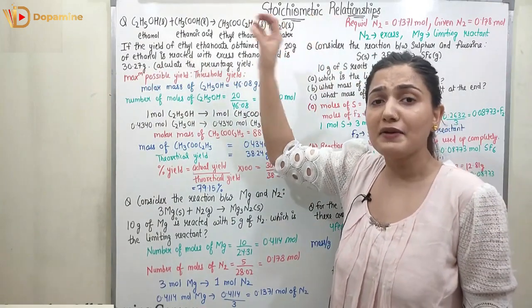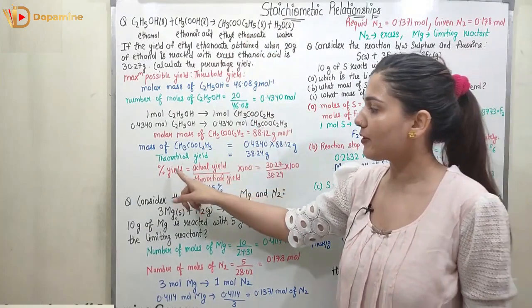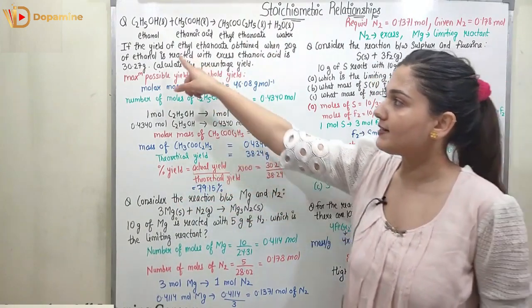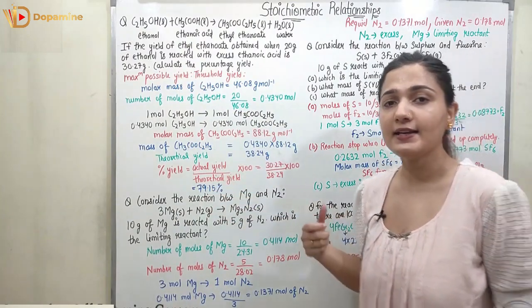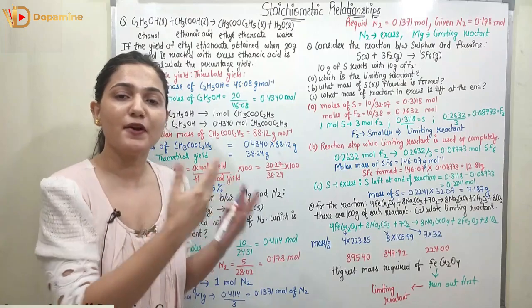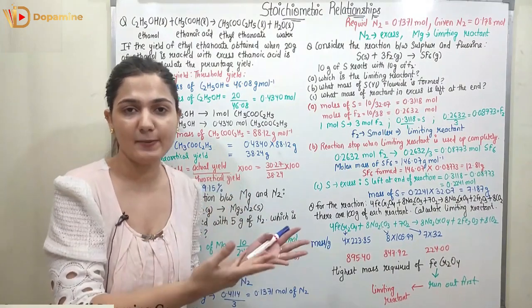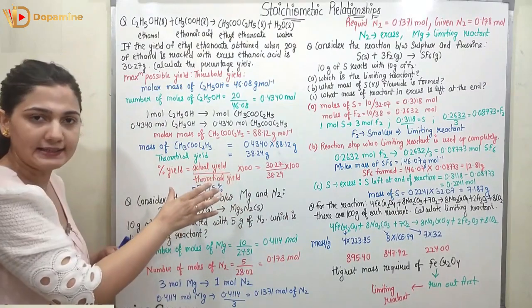So we are given the actual yield, and we need to find out the percentage yield. The formula for percentage yield is actual yield upon theoretical yield into 100. Actual yield is given in the question itself, we need to find out the theoretical yield. Theoretical yield can be calculated with the number of moles, right? If I know the number of moles of the output and the molar mass of the output, I will multiply them and I will get the output weight. That is my theoretical yield.